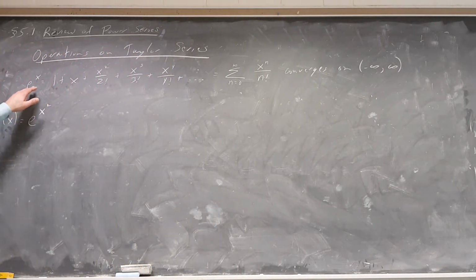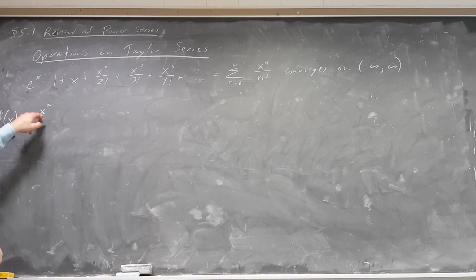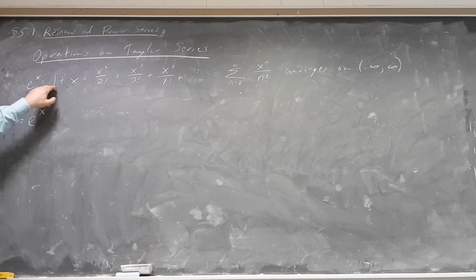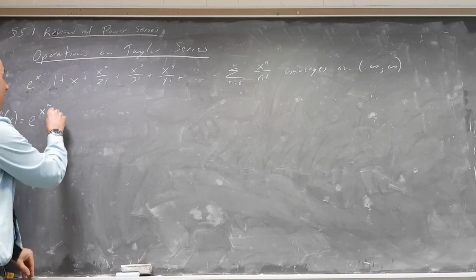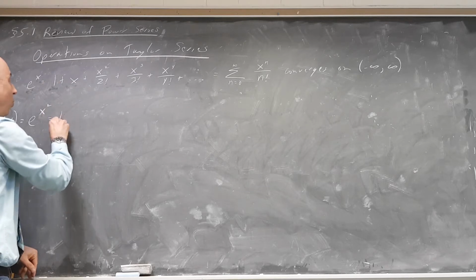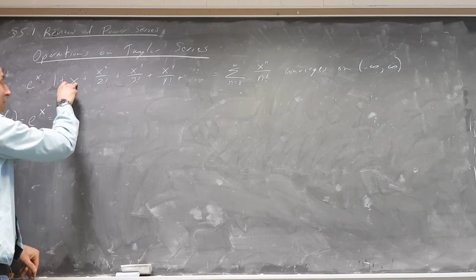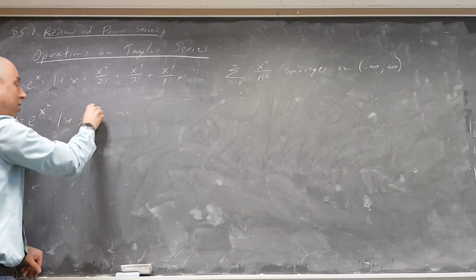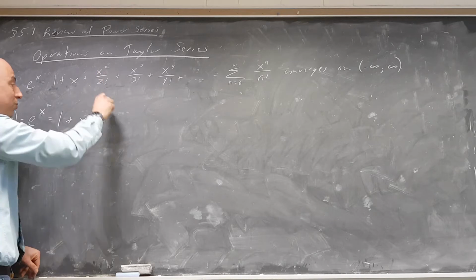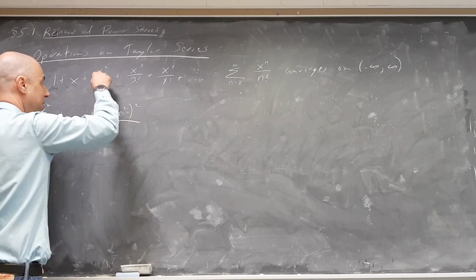If you happen to know the Taylor series for e to the x is this, you can just go ahead and put an x squared in everywhere you have an x over here. So 1 plus, instead of the Taylor series of e to the x, we just have an x there. So the Taylor series of e to the x squared, we just put an x squared right there in for x.